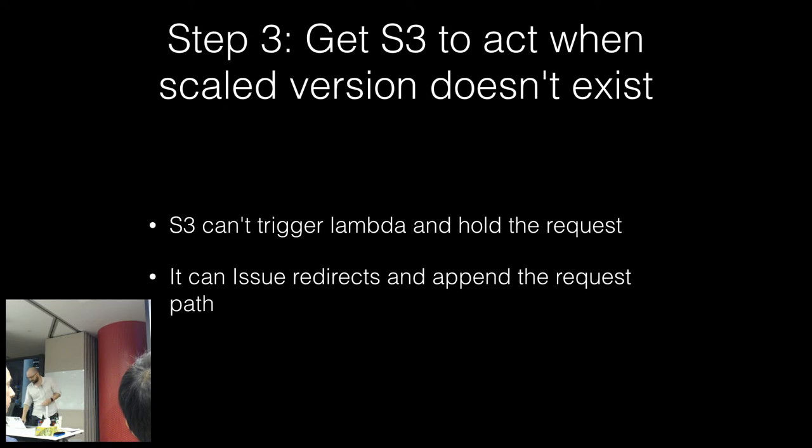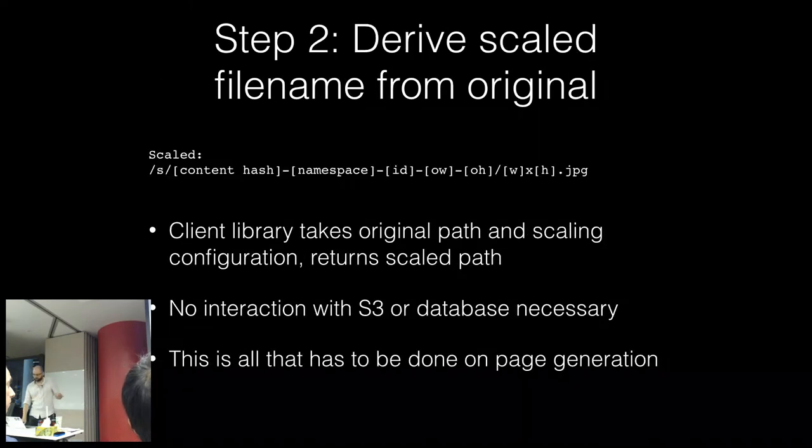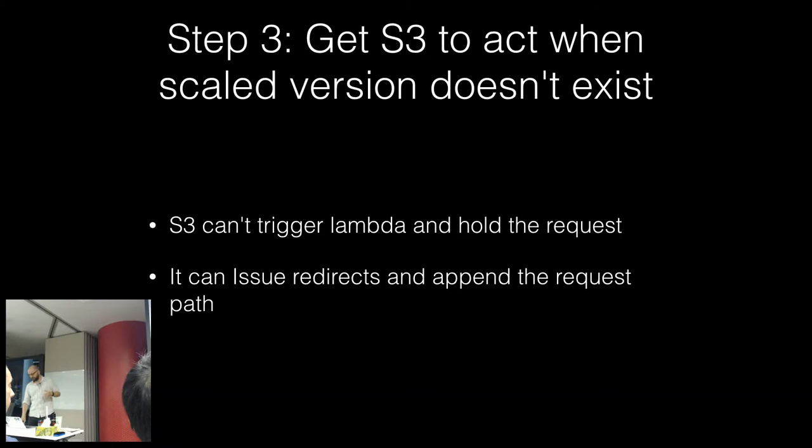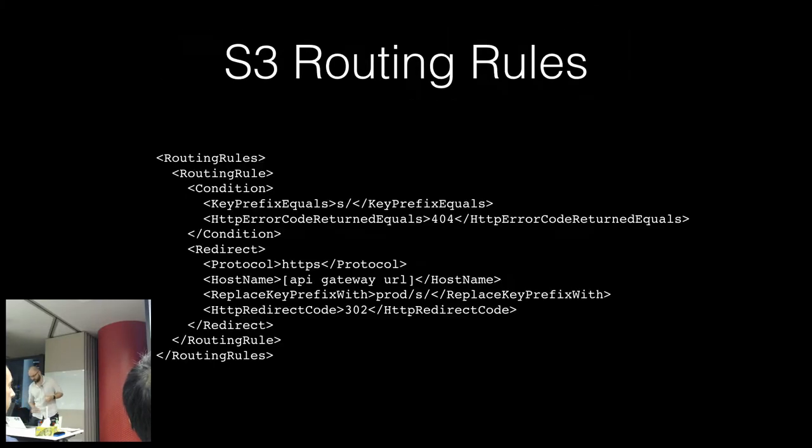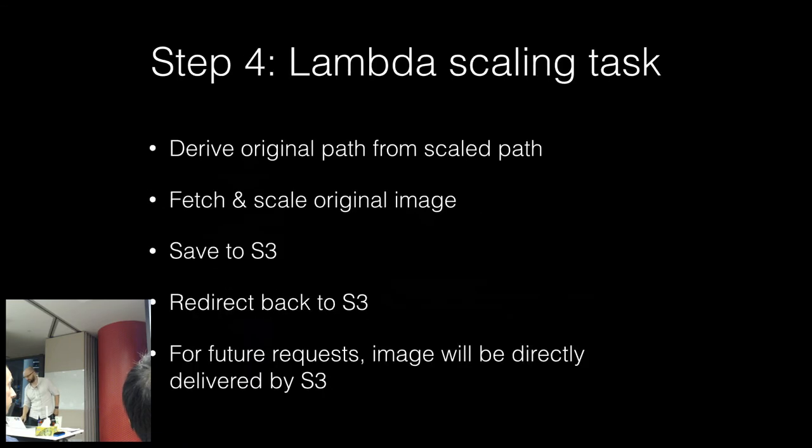So, going back to step two: from the time when I have the original file name in my CMS system or whatever, and I want a scaled version of it, I don't have to talk to S3, so there are no high latency operations involved. I have the file name, so I can immediately generate a scaled version file name for it. If it doesn't exist, I will get forwarded to API Gateway using a routing rule inside the S3 configuration, and then it will call a Lambda scaling task.